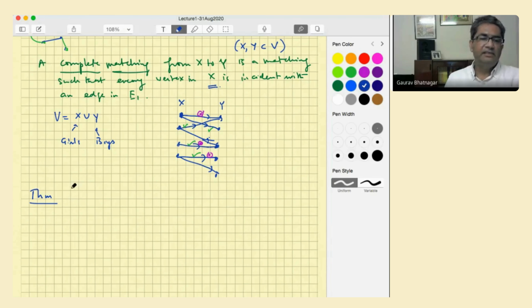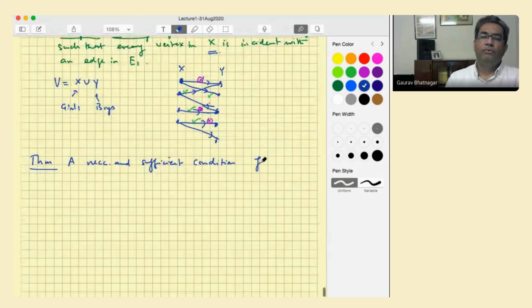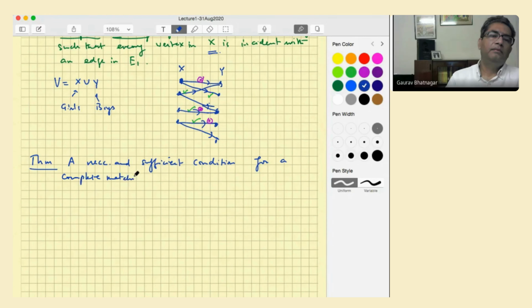So a necessary and sufficient condition for a complete matching from X to Y is that for every A belonging to X, gamma of A has to be bigger than or equal to A.